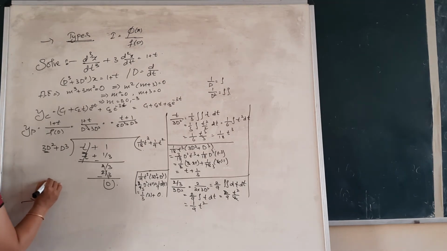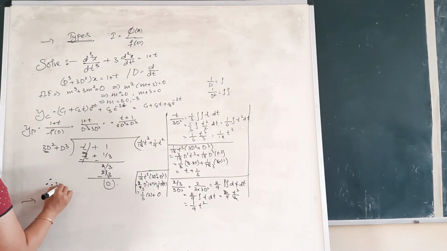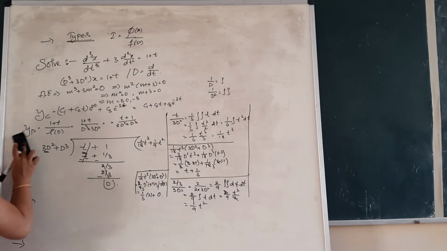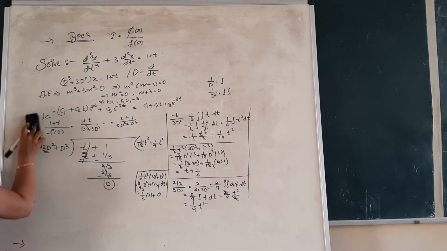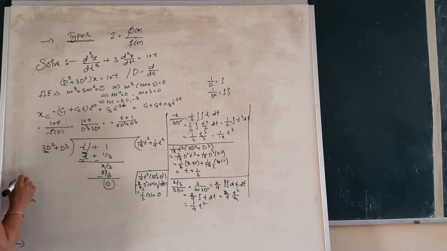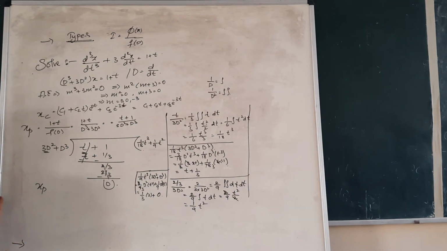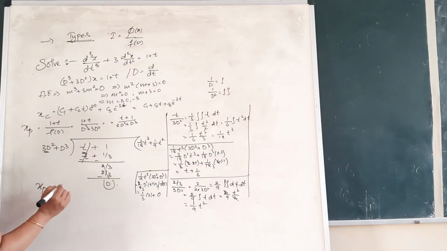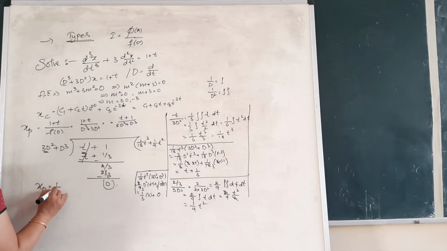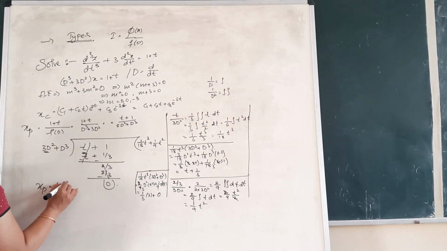Understood? Therefore, our yp. Okay, sorry, there is no y here. The variable has changed in this case. Our dependent variable is x. Therefore, xc and xp, these are the two things that we have to find. Instead of y, xp, that is the particular integral, is given by the quotient in this, that is 1 by 18 t cube plus 1 by 9 times t square.